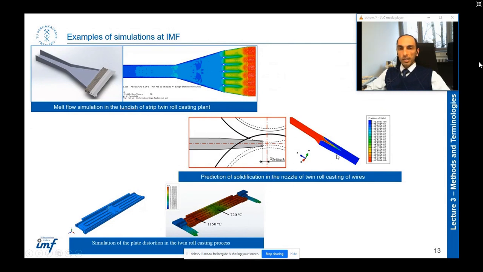In this case, it is predicting the solidification. As you can see, the solidification fraction. This is the twin roll casting of wire. It means that the melt comes from one side and the wire comes out from the other side. And again, we could predict the solidification field, and still this research is going on.